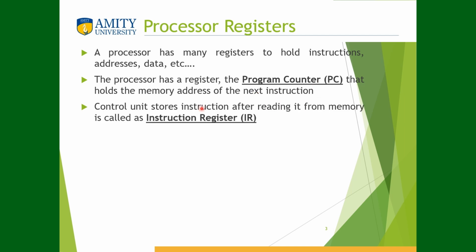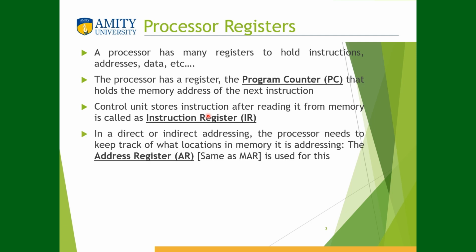The second register is the instruction register. This is the one that stores the instruction after it has been read from the memory. So when we run a program, we fetch the instruction from the memory. Once we fetch it, it is put into the instruction register for further execution.